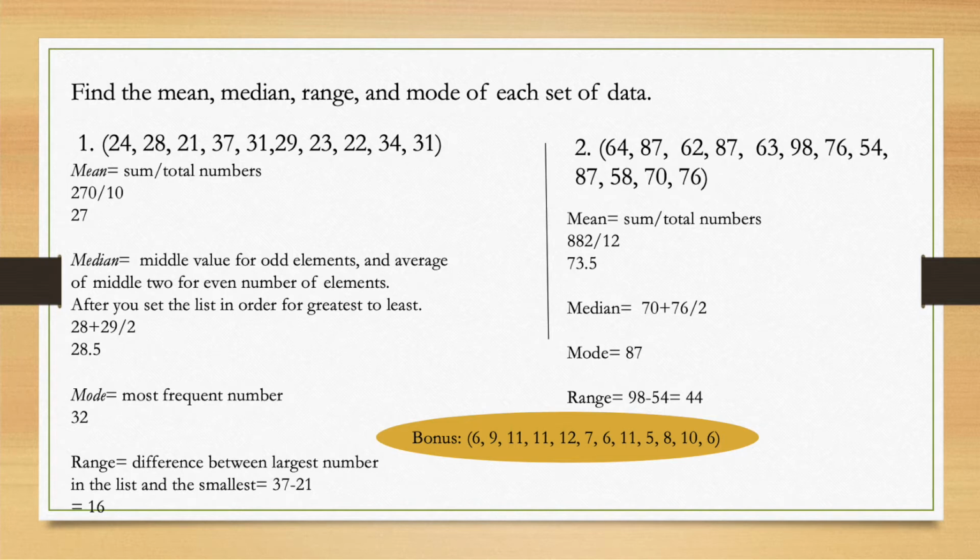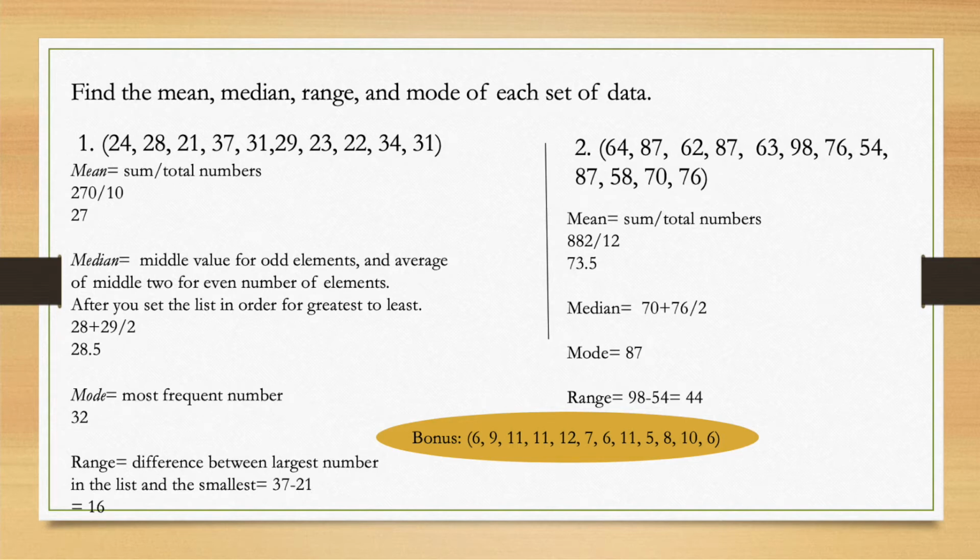And now to find our mode, all we're going to do is check which number is the most repeated or the most frequent in the set of data, and the answer is 31. To find our range, we're going to take the largest number, the greatest number, and subtract from it the smallest value. We're going to do 37 minus 21, and the range is 16.